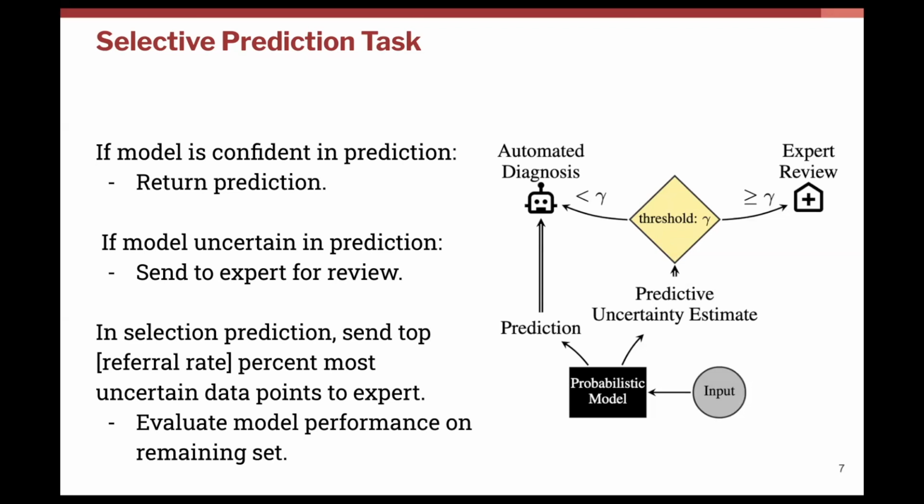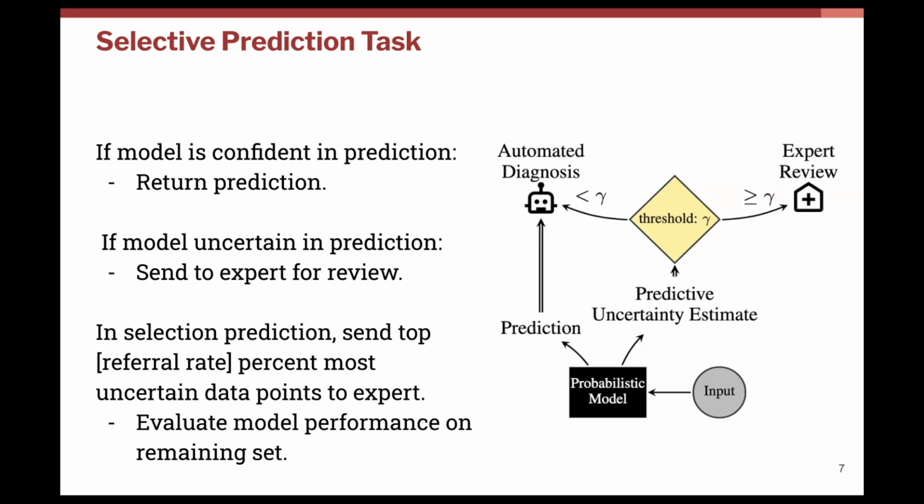In order to evaluate the selective prediction task, the diagnosis model is evaluated at various referral rates. Given a referral rate between 0 and 1, the top most uncertain data points are identified. If the referral rate is 10%, then we refer the top 10% most uncertain cases. The model's performance is then evaluated on the remaining data. A better performing model indicates that it's confident about correct predictions and uncertain about incorrect predictions, which is exactly what we desire for Bayesian deep learning models.